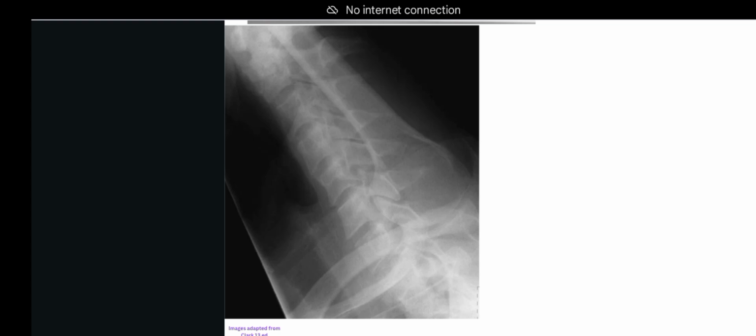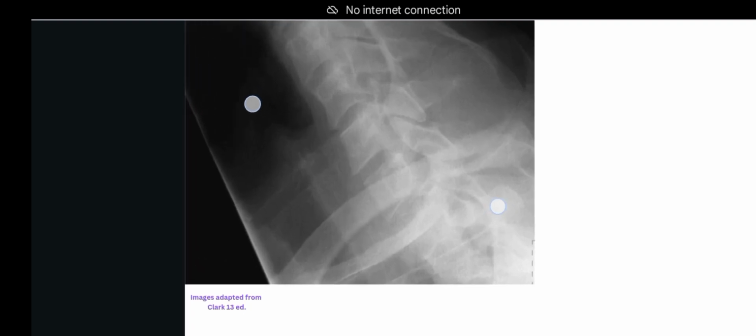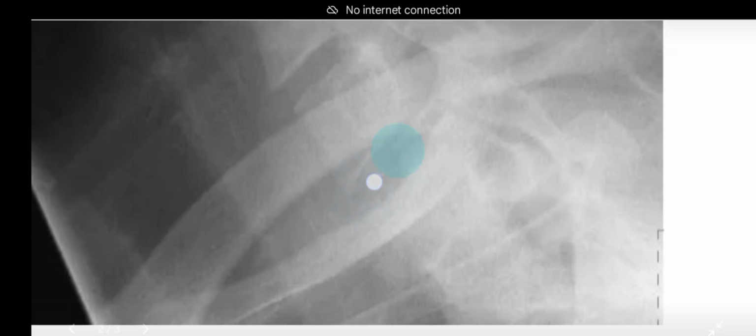See, the spinous process is tilting downward. Remember, C7 has a distinctive spinous process, while the rest resemble each other. So this junction here is the C7-T1 junction. This place is the cervicothoracic junction. So we can actually visualize the joint space.